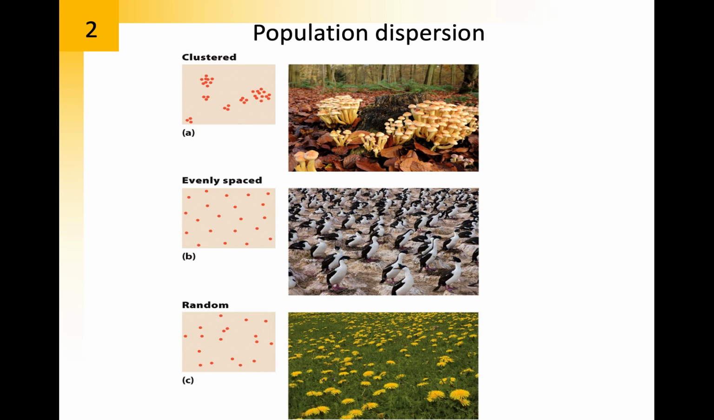Populations can be clustered, and usually that's due to resource availability. If resources are located in one area, you tend to have species or individuals kind of flock around those resource areas. You can have evenly spaced dispersion, which is far less common. This is a breeding ground, and it looks like these penguins have decided that they've made their nests an exact distance away from each other to be far enough apart, yet to still live as a breeding group.